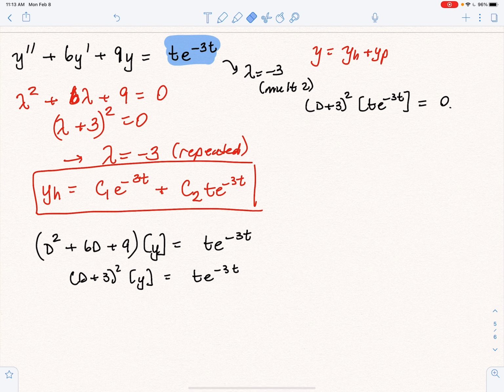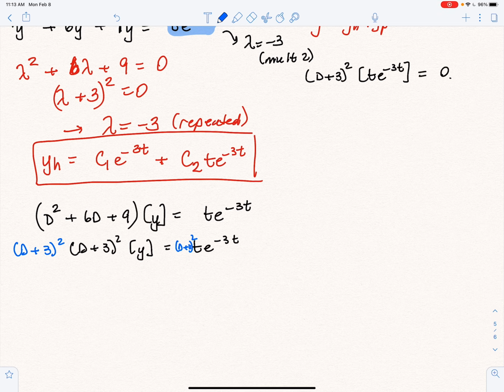So I'm going to apply another D plus 3 squared to both sides, because that's what's going to wipe out the right-hand side and make it 0. Now something interesting happens here. On the left-hand side, I now have D plus 3 to the 4th y equals 0. Now, you can go through and apply the operator to t e to the negative 3t. You will get 0. So I'm just saving you the work.